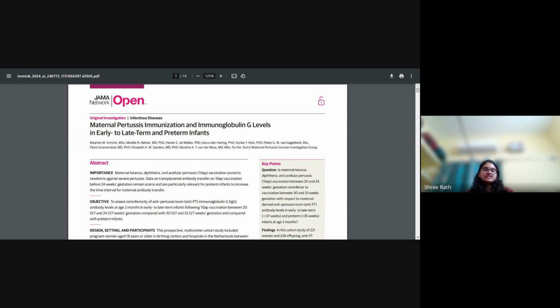Okay, so this is a paper that I found in JAMA. It's one of the most prestigious journals. This is on maternal pertussis immunization and immunoglobulin G levels in early to late term and preterm infants. Here, they haven't mentioned their study design, but ideally you should be mentioning it. It's a standard. Then they have the authors list here.